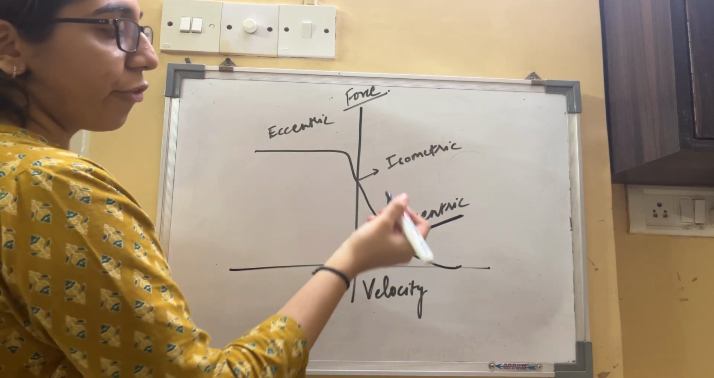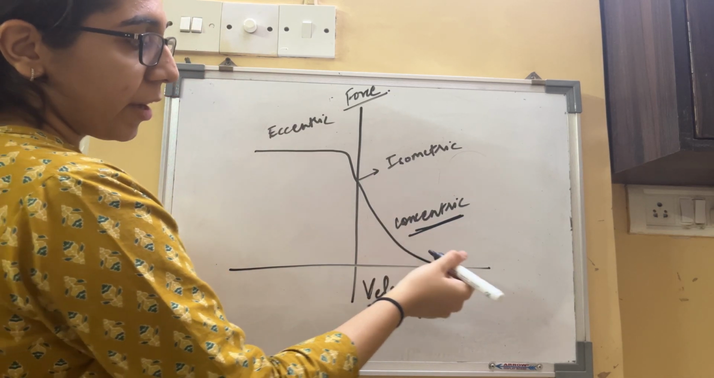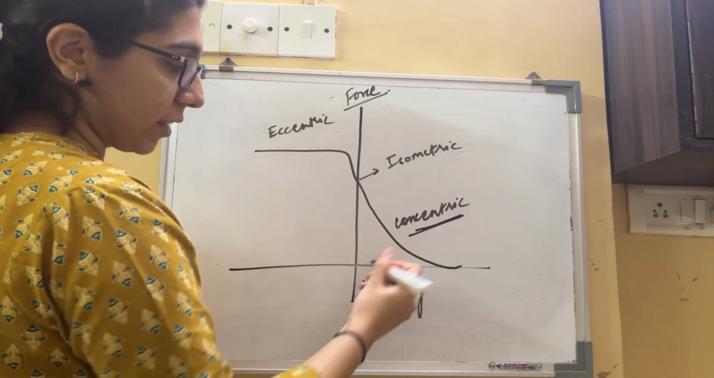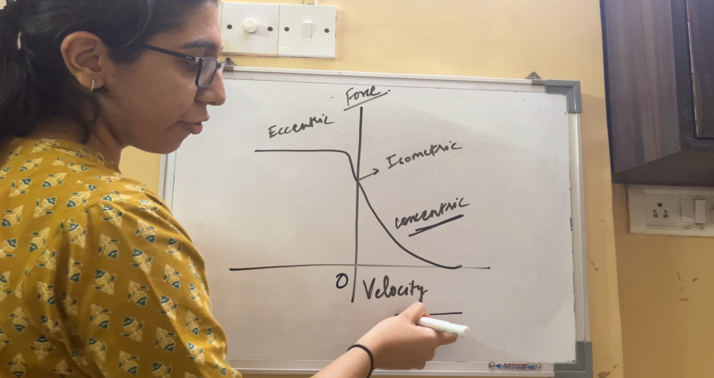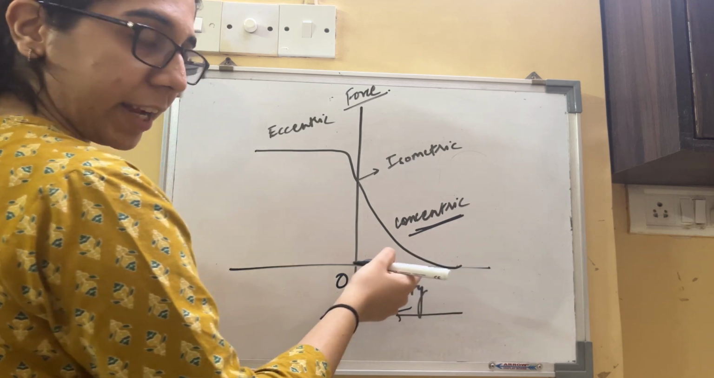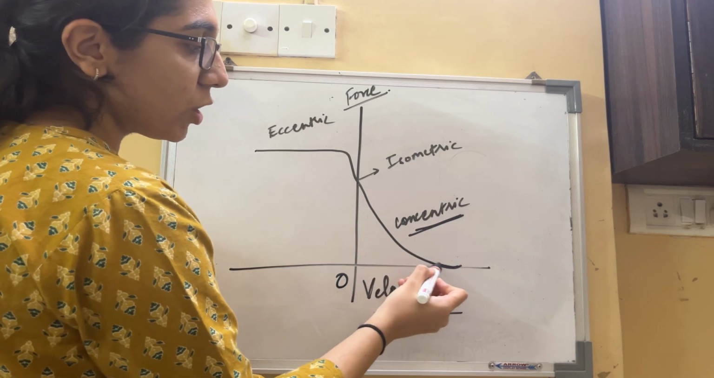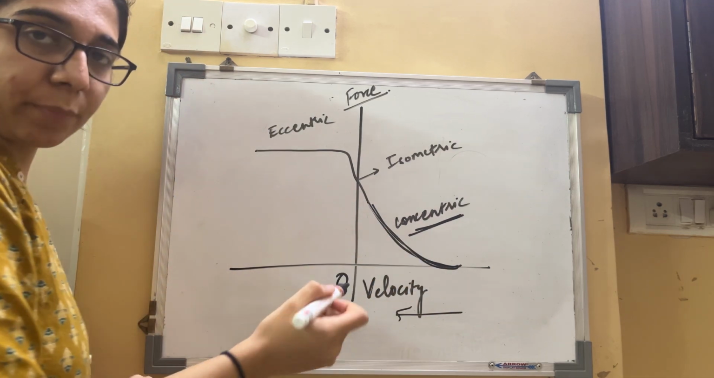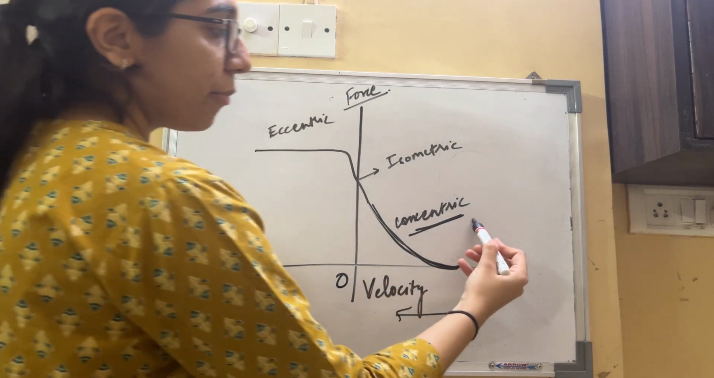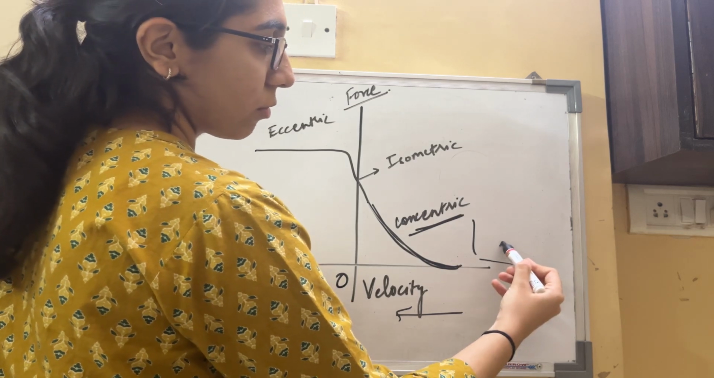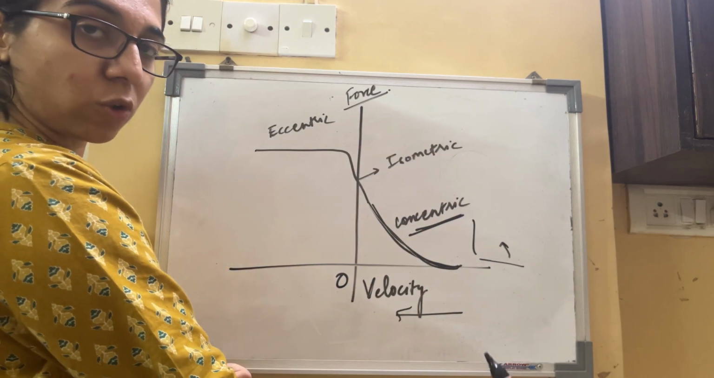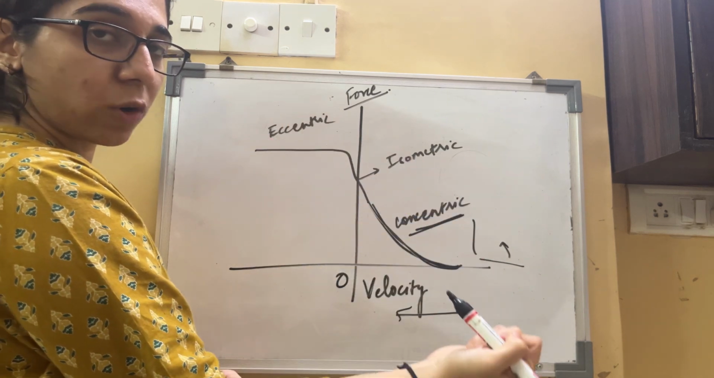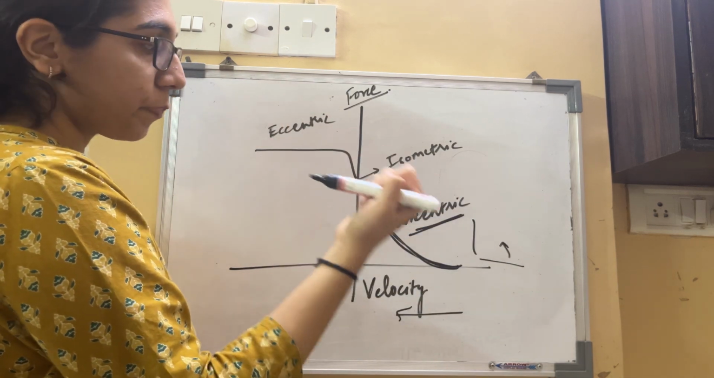So now for concentric contraction, whenever the velocity decreases, that is when we move towards the left side, the force with which the contraction occurs increases. For example, if I am flexing my elbow, this movement is concentric contraction. Elbow flexors are contracting concentrically against gravity.